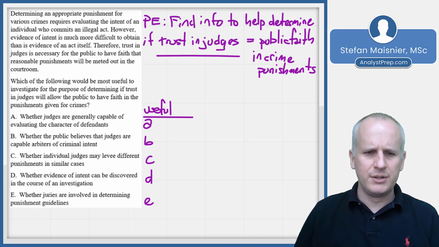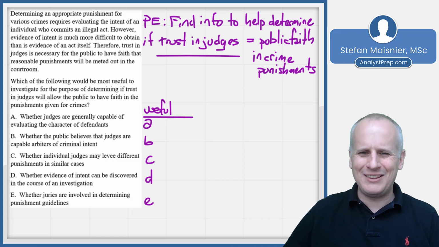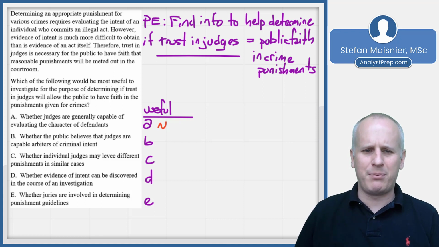So, choice A, whether judges are generally capable of evaluating the character of defendants. I don't love it, but at choice A, I might give it the squiggle. I'm like, yeah, we're talking about judges. At least they're being, in some way, relevant to this. Now, choice B, whether the public believes that judges are capable arbiters of criminal intent. Now, if you understand what arbiters means, this should be a check because it's saying that the judges who they put the faith in are able to determine whether criminal intent was there or not. And that would work perfectly with our prediction. But if you don't know what arbiters means, this has to get a question mark.